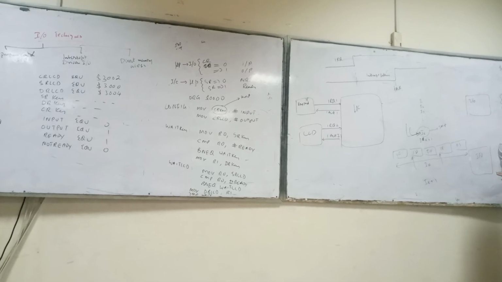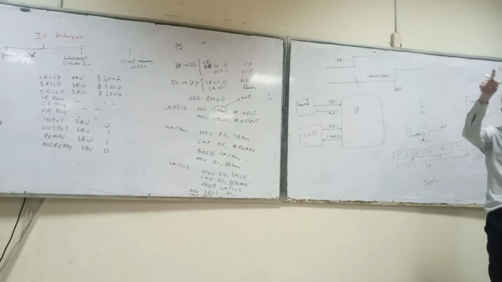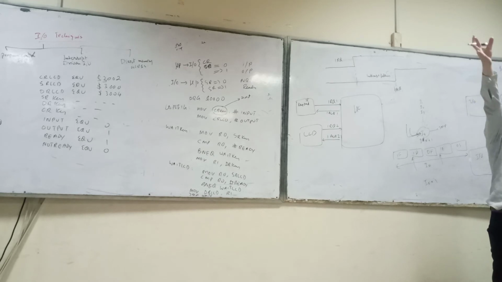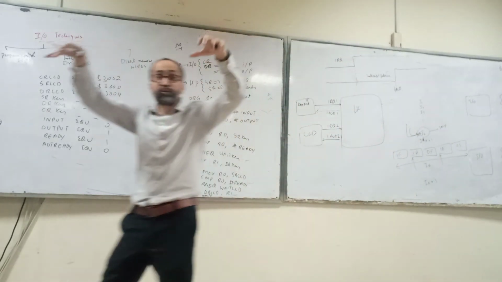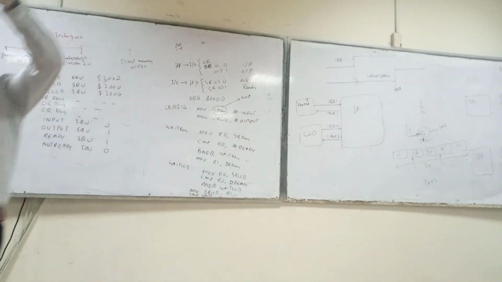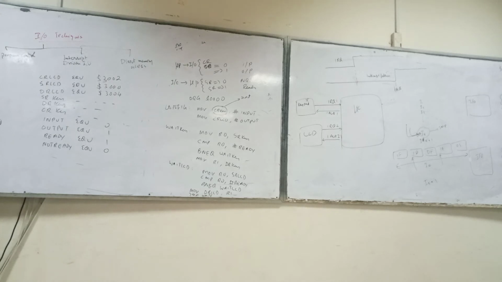So when an interrupt arises, it will store the address of the next instruction to be executed on the stack. It will not only store the address of the next instruction on the stack, but it will also store the content of the status register on the stack. Why status register?